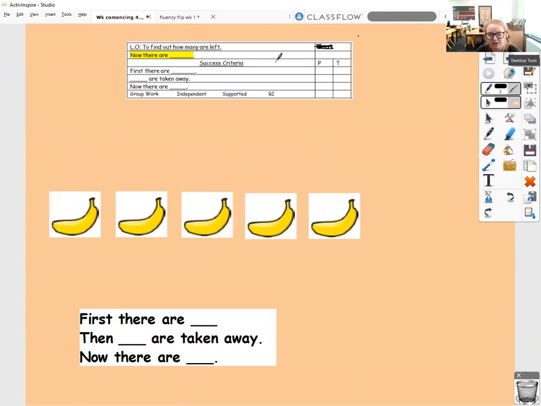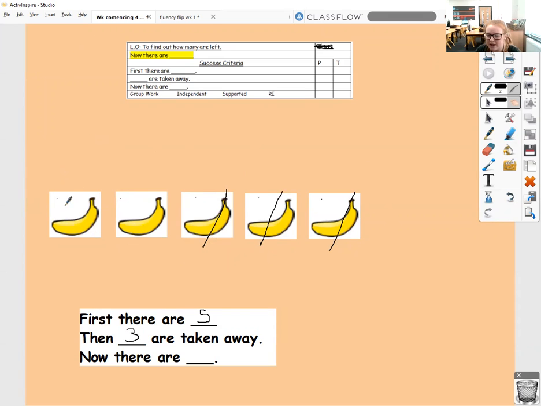Oh, now we've got some bananas. So first there are, let's do careful counting with me. 1, 2, 3, 4, 5. First there are 5 bananas. Then, how many are taken away? How many am I taking away? 1, 2, 3. So first there are 5 bananas. Then, how many are taken away? 3 are taken away because I put my line through 3 of these bananas.